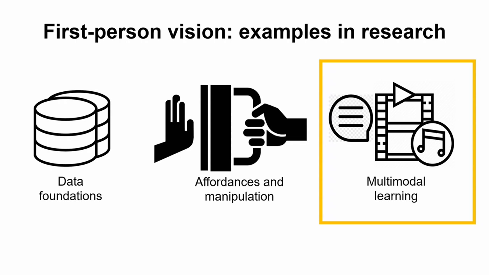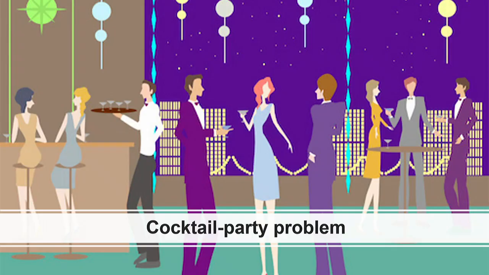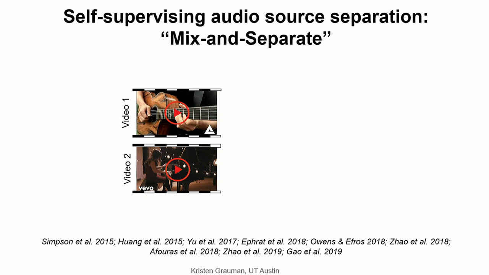All right, so the final example then, let's talk about audiovisual, multimodal learning. I'm going to give you an example from audiovisual that's well motivated from augmented reality. Have you ever been in a busy place and you're trying to listen to one person but many people are talking? This is called the cocktail party problem. Humans can do it okay, where we can focus our attention to just one speaker.